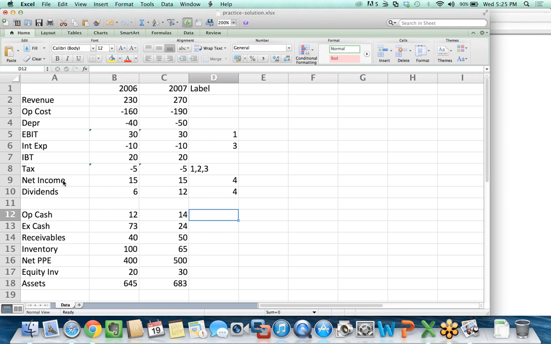All right, operating cash is operating. Excess cash is non-operating. Receivables is operating. Inventory is operating. PP&E operating. Equity investments non-operating. And assets are the sum of the ones above.